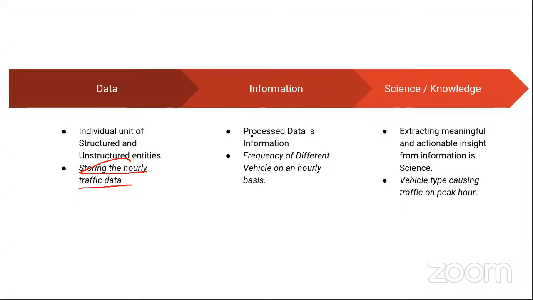So I was saying processed data is what is information. For example, if we have stored this hourly traffic data, by processing this data we can generate the frequency of different vehicles on an hourly basis. It means in an hour, what are the different types of vehicles crossing a particular junction, right? So this is what is information. But then what is science, or knowledge?